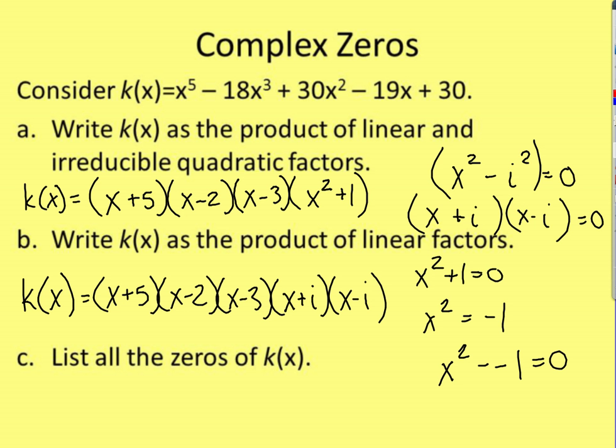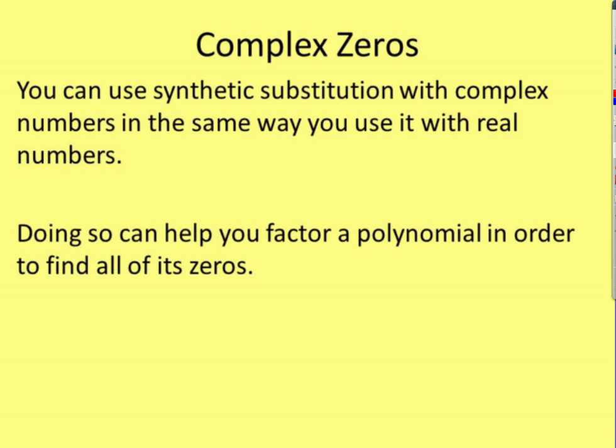our polynomial factored down would be x plus 5 times x minus 2 times x minus 3 times x plus i times x minus i. So our zeros will be -5, 2, 3, negative i, and i. You can use synthetic substitution with complex numbers in the same way you use it for real numbers. So we can do this to help us factor polynomials in order to find all of their zeros.